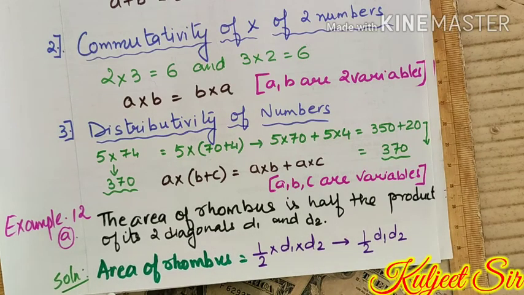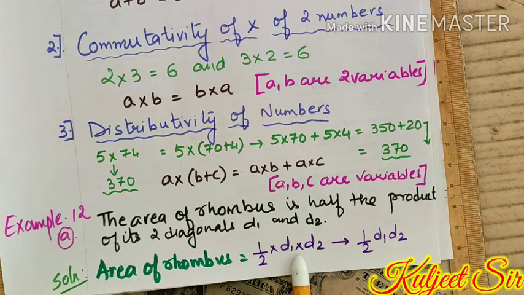So the formula here will be: area of a rhombus is equal to half, because that is there in the question, is equal to half multiplied by d1 multiplied by d2. So the final answer which I get will be half d1 d2. This is the formula according to this sum to find out the area of a rhombus.